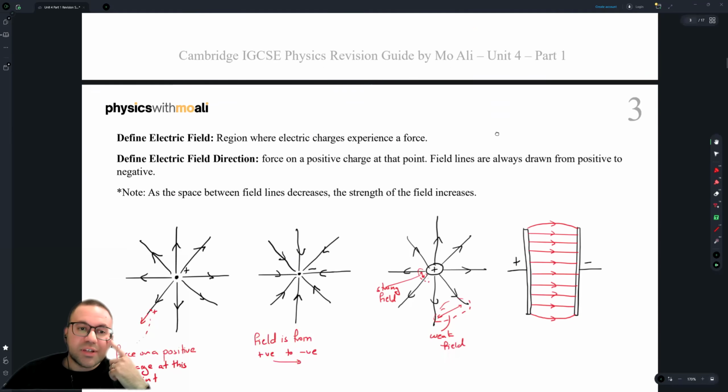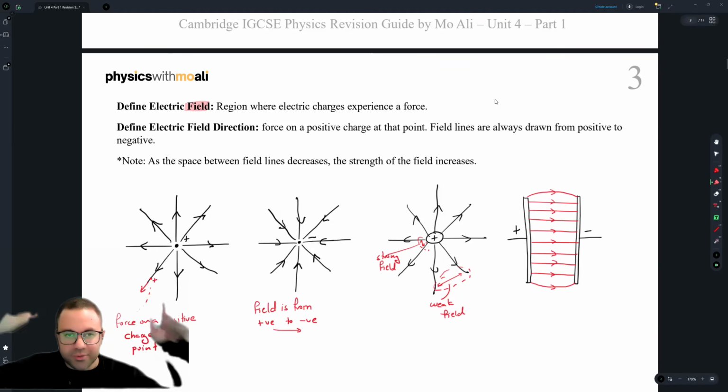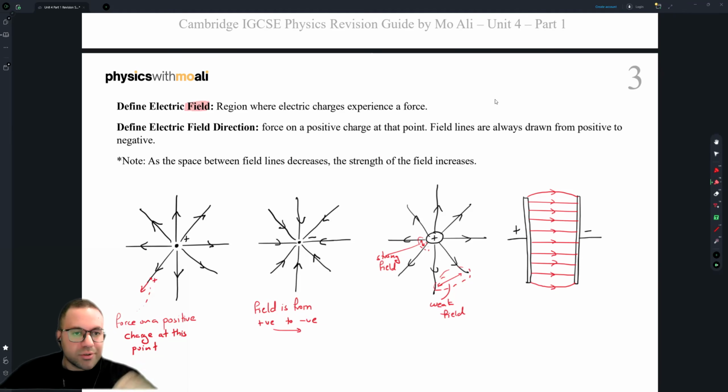Next. What is an electric field? Now, the word field in general means a region, a space where something experiences a force. So an electric field is a region where charges experience a force. Okay? What is the direction of an electric field and how do we draw it?